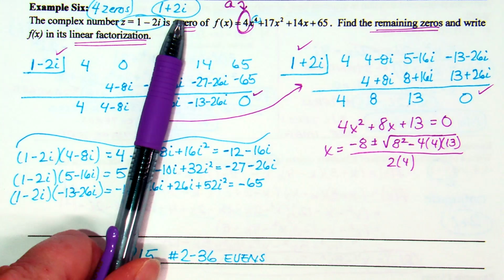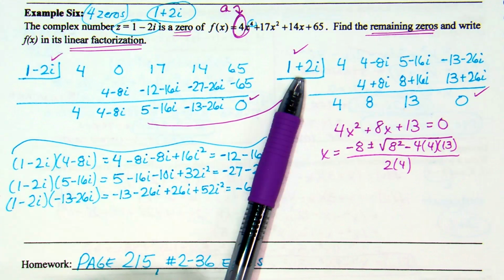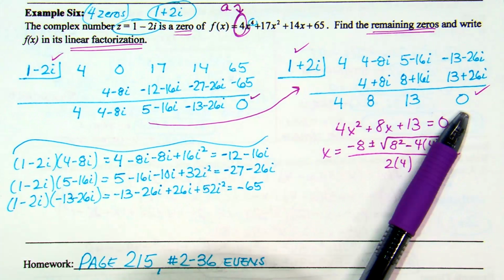We started by testing 1 minus 2i. It was a little bit of a chore, right? We had lots of foiling to do. But the good news was we got the remainder. So then we used that new line of numbers and our 1 plus 2i. And we checked that. It was not nearly as much work. Remainder of 0.